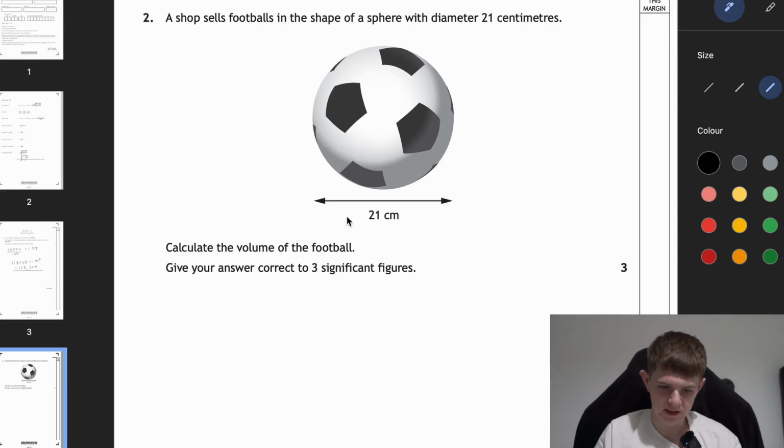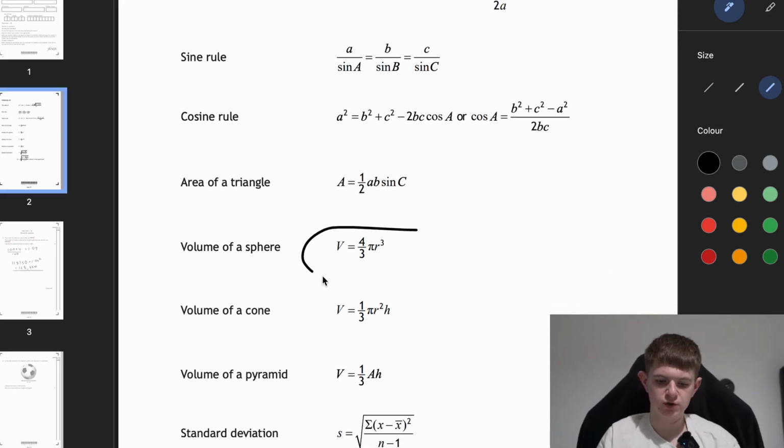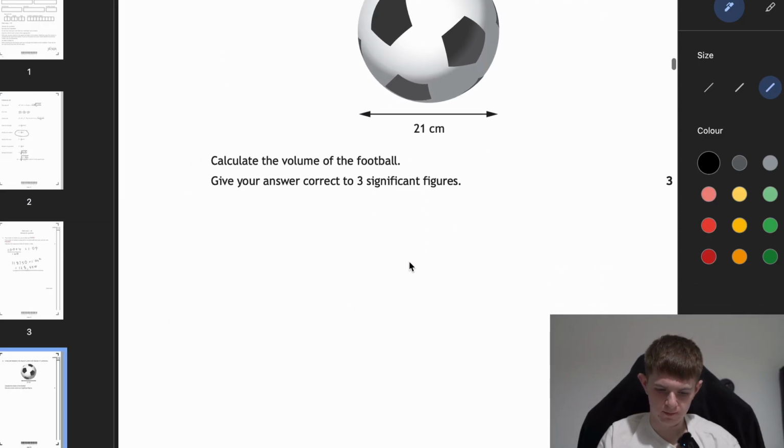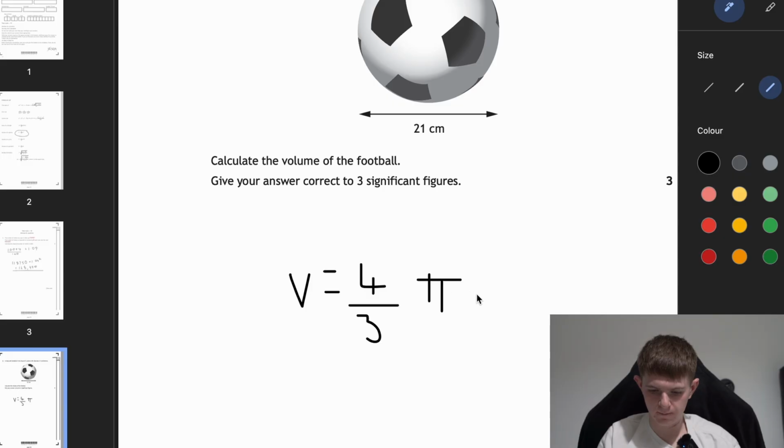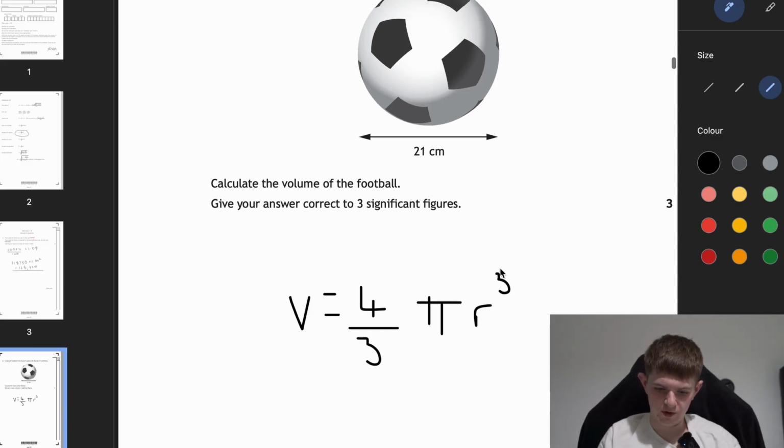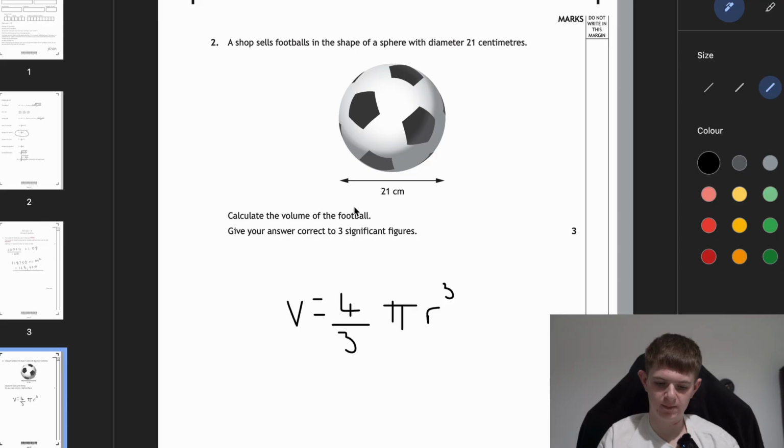So a shop sells footballs in the shape of a sphere with a diameter of 21 centimetres. Calculate the volume of the football, give your answer to 3 significant figures. Right, and go to your formula sheet. We've got the volume of the sphere right there. So volume equals 4 over 3 pi r cubed. I'm going to write that in. Volume equals 4 over 3 pi r cubed. So our radius here, remember the radius is half of the diameter, so the diameter is 21 but the radius is half of that.